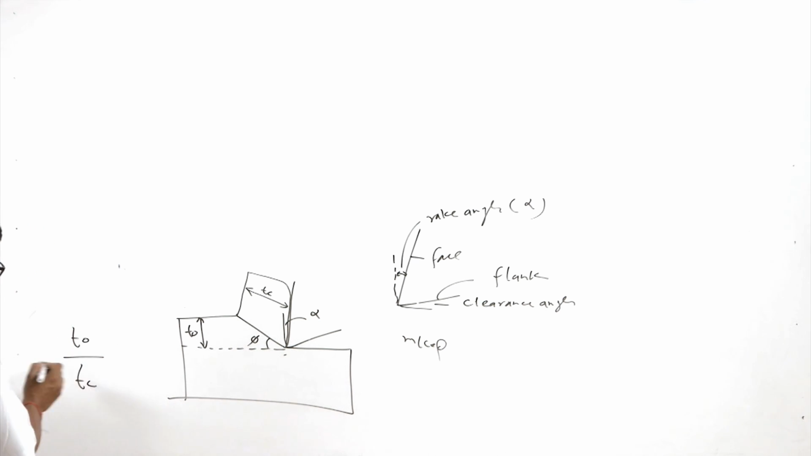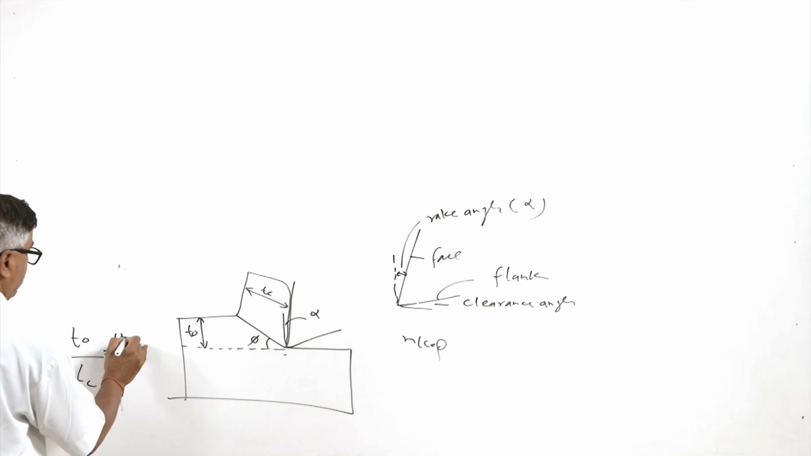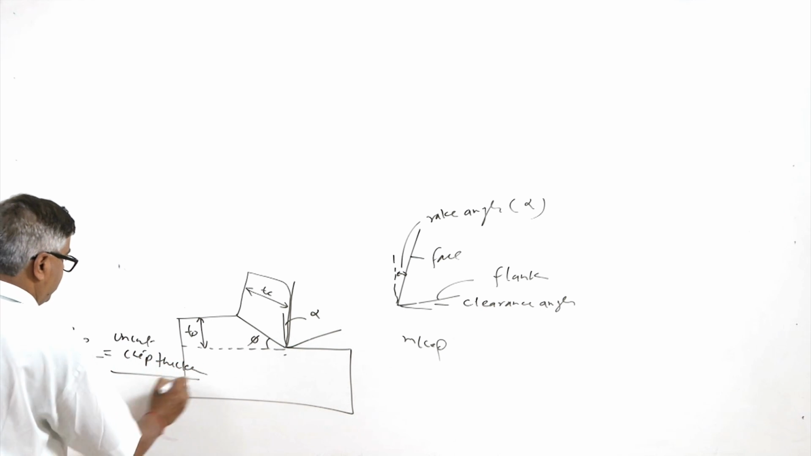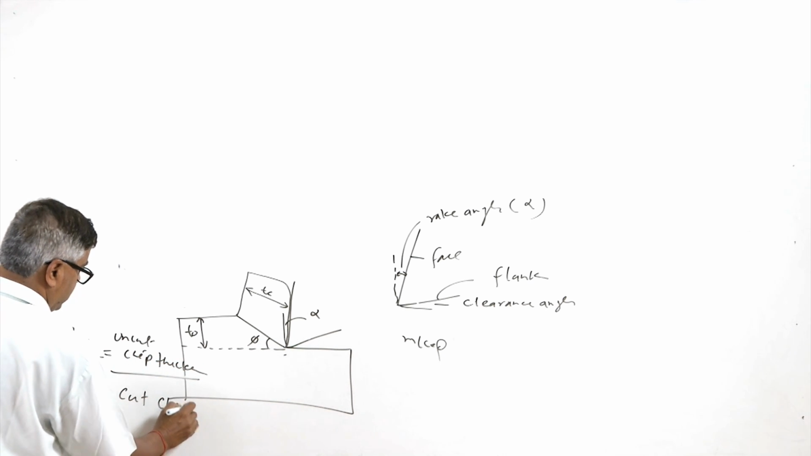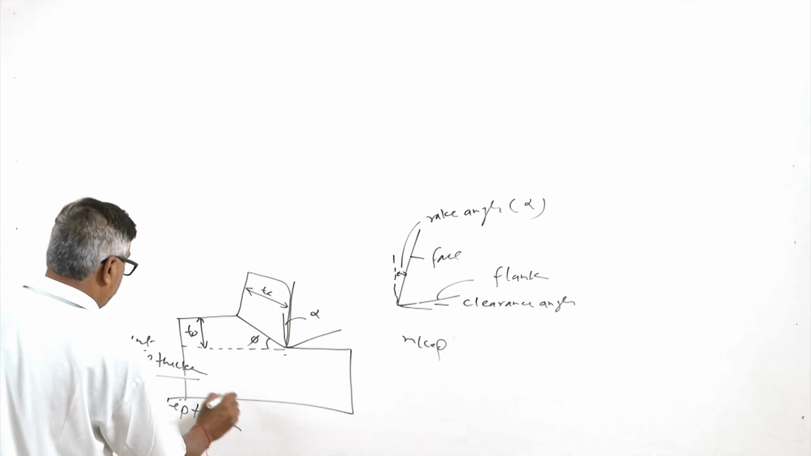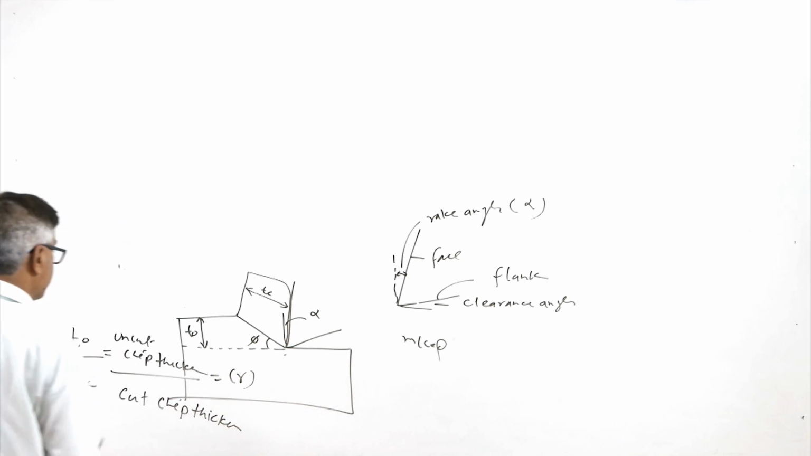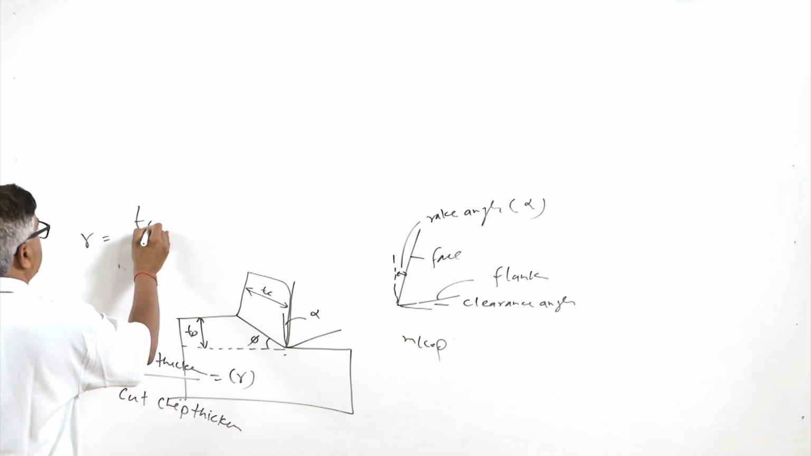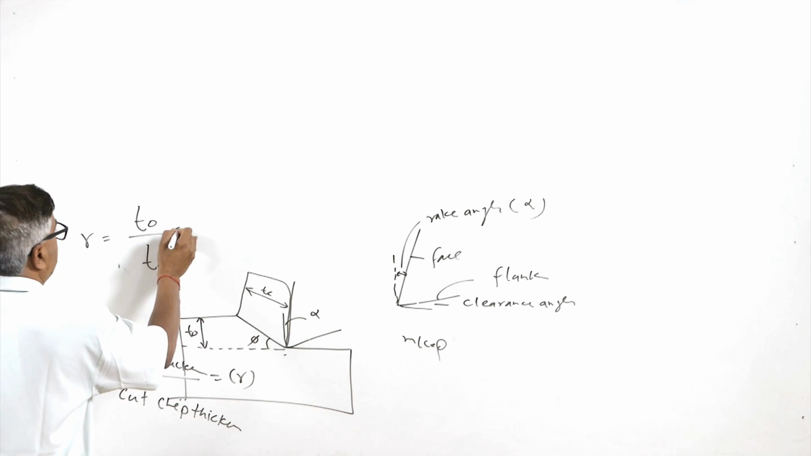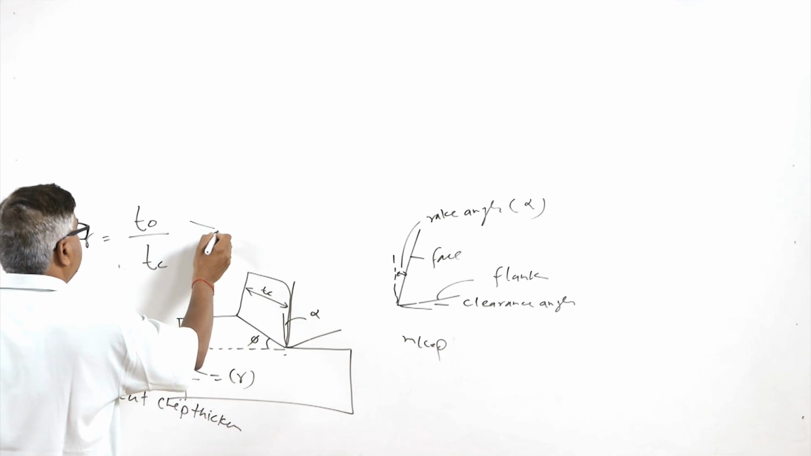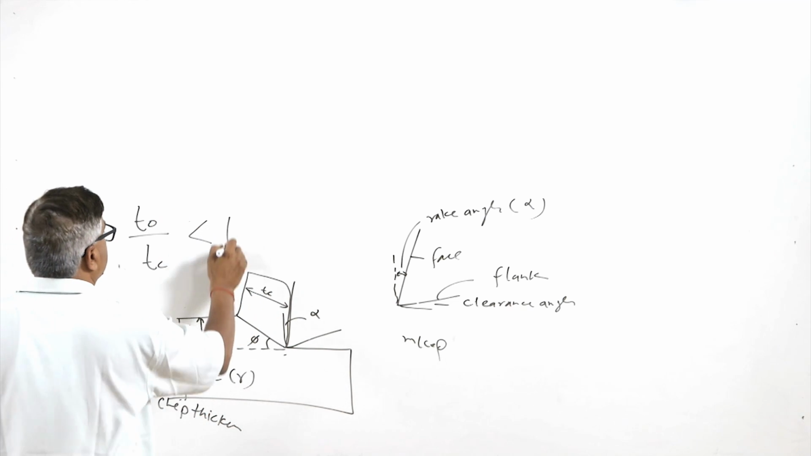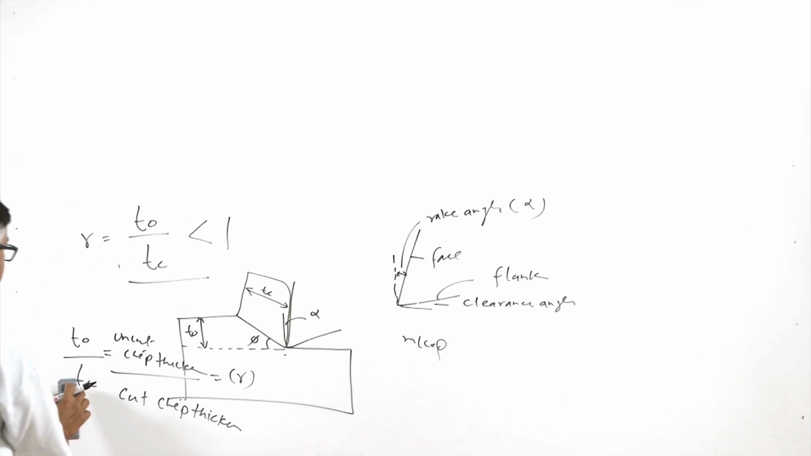So, the ratio of these two, the uncut chip thickness divided by the cut chip thickness, is commonly known as the chip thickness ratio. So, a small r, the chip thickness ratio, is expressed as t0 divided by tc, which is always less than 1, because t0 is always smaller than tc. So, this ratio is always less than 1.